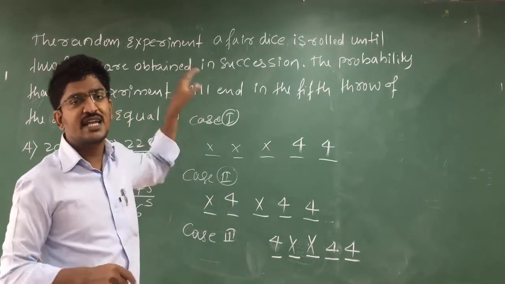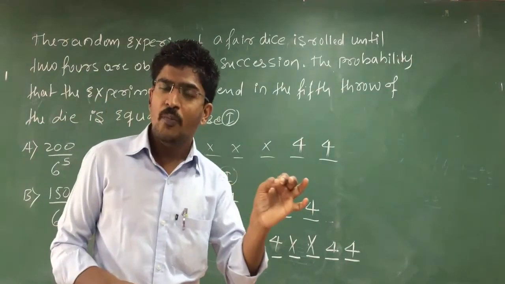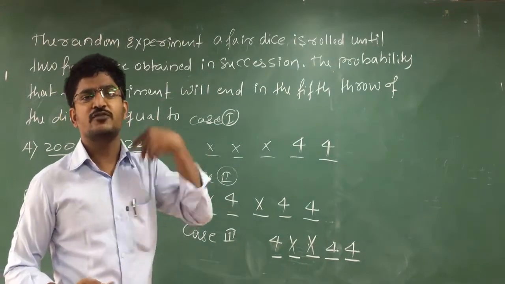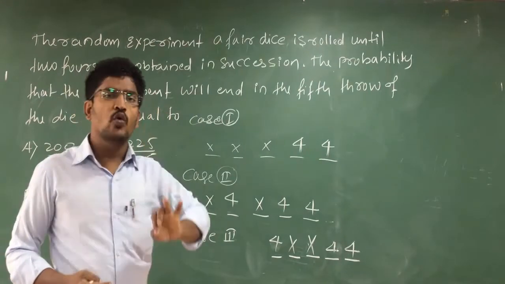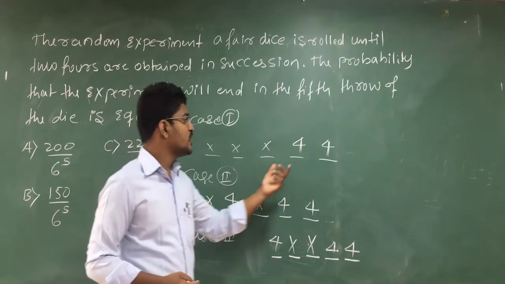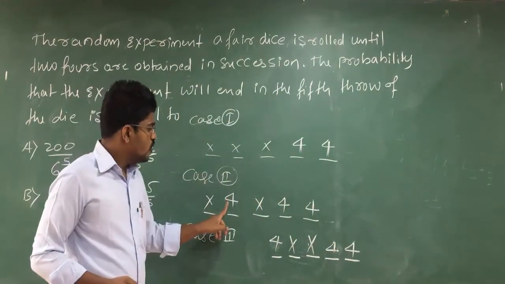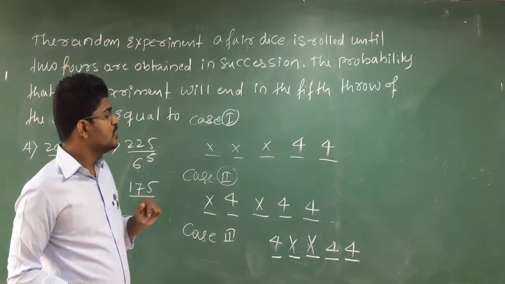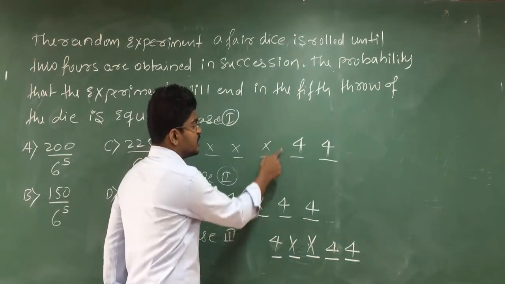What is the statement for this random experiment? The random experiment has to end at the 5th throw and there must be continuously 2 fours. That means 4 has to occur 2 times continuously. These 2 statements have to be true if the random experiment has to be completed. Clear? So that's why I have taken these 2 fours at the end so that the random experiment is over. So these are the 3 different cases. Clear? Okay.